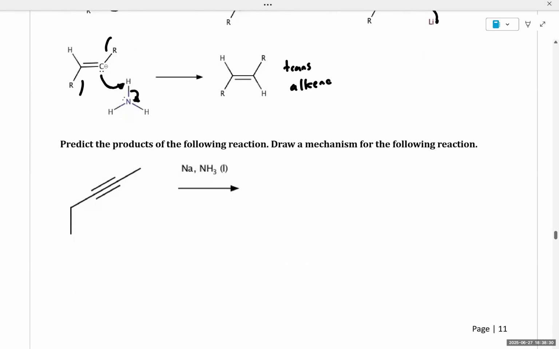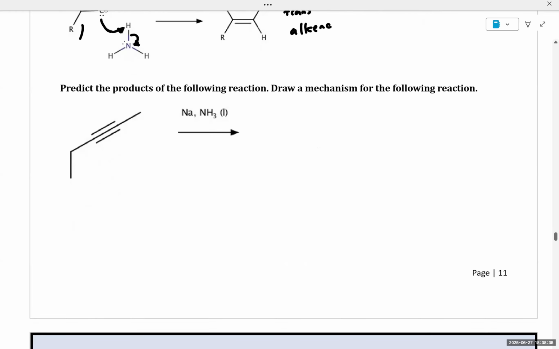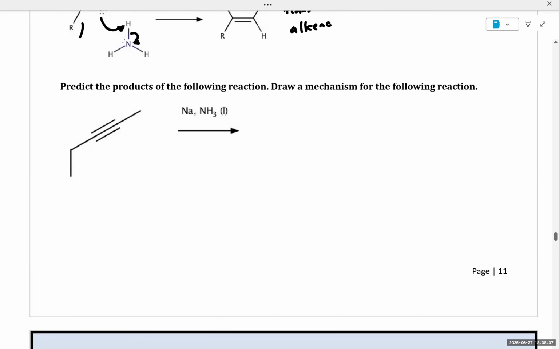So in this case, I'd like you to predict the products of the following reaction and draw a mechanism for this reaction. So we're treating an alkyne with sodium and liquid ammonia. These are textbook dissolving metal conditions. So let's pause the video. I'd like you to work through this example and then we'll discuss.